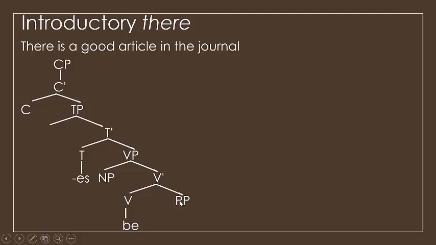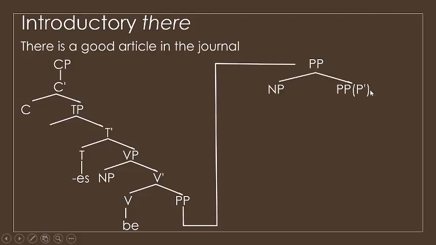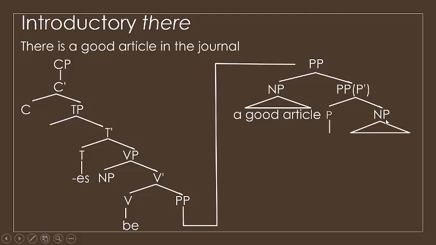Let's see the structure of the PP. We have a PP over here. The PP branches into NP and PP, which is in fact a P bar. The NP is a good article, and then the P bar branches into P and NP. The P is in, and the NP is the complement of in, the journal. This is the structure of the sentence: There is a good article in the journal.